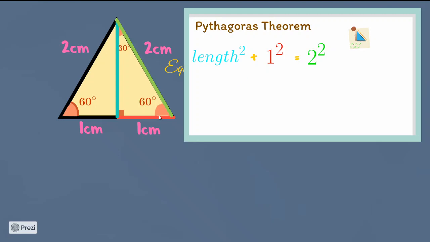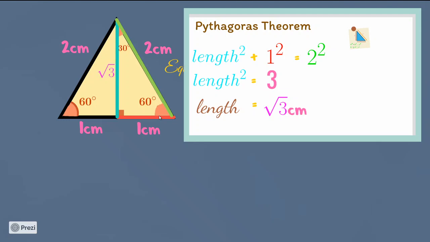So length square is equal to 2 square minus 1 square. 2 square is 4, 1 square is 1, so length square is equal to 3. 4 minus 1, 3. So length square is equal to 3, so length is equal to root of 3. Wow! So we found what the length is, and by the way, don't forget the unit, centimeter. So root 3. We'll put that value here.